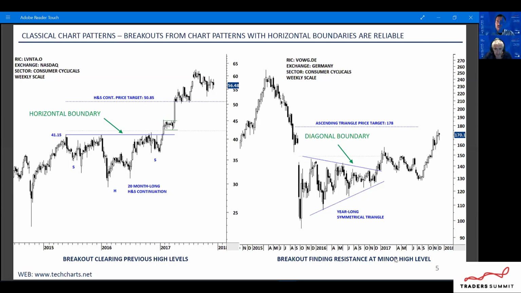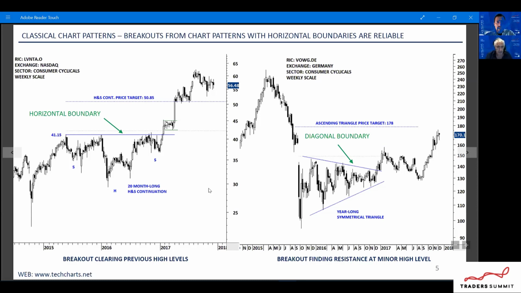No, a symmetrical triangle can act as a reversal chart pattern as well. Here, breakouts from chart patterns with horizontal boundaries are reliable. Why? I like to focus on breakouts from horizontal boundaries. Now, the chart on the left-hand side, by the way, is a nice head and shoulder continuation example. It's an equity, so you can see the horizontal boundary, very clear.